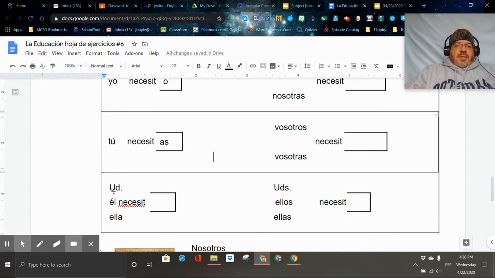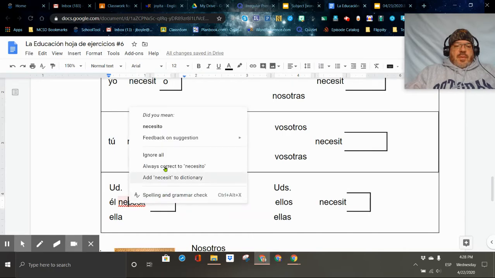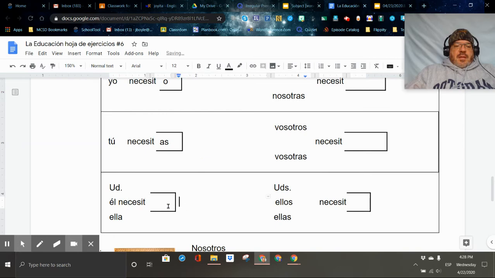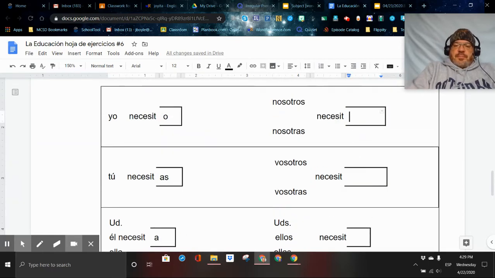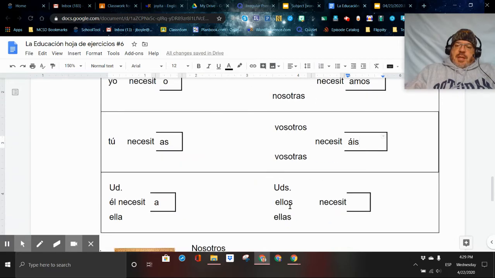Okay, you, usted, he, or she. What is the ending for this third person singular? Usted, él, and ella. It is the letter A. Él necesita, usted necesita, or ella necesita. How about nosotros? Nosotros. And ustedes, ellos, or ellas. It is an.